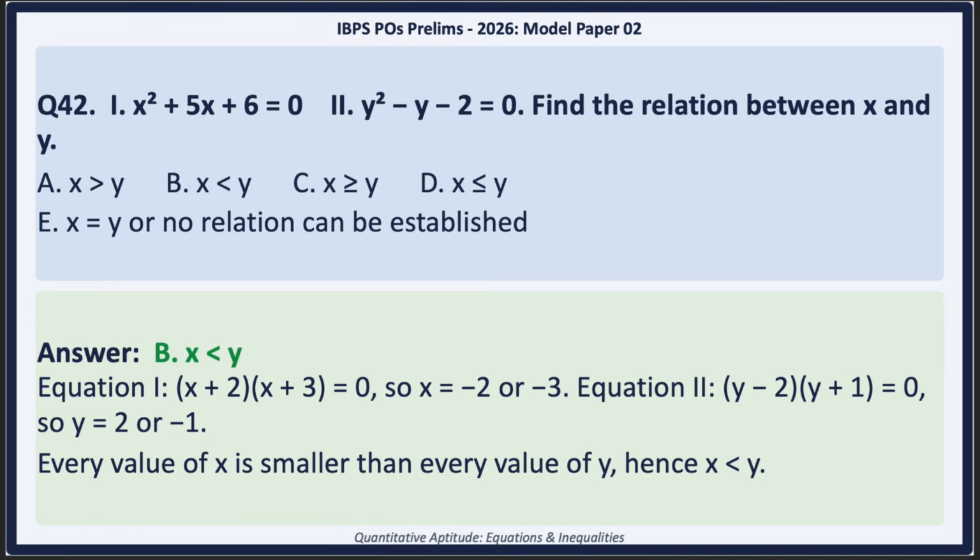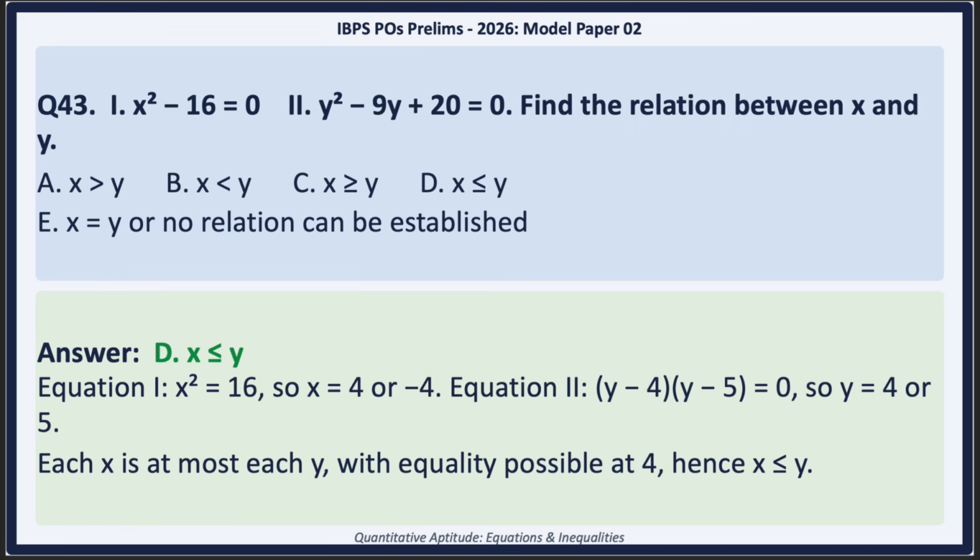Right. The real challenge comes when the boundaries overlap. Look at question 43. x squared minus 16 equals 0, so x is either 4 or -4. But the y equation, y squared minus 9y plus 20 equals 0, gives roots of 4 and 5. This is where we have to pay very close attention. The x scale can weigh 4, and the y scale can also weigh 4. They overlap right there. They can be perfectly balanced.